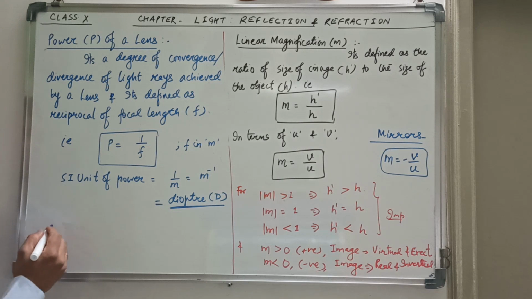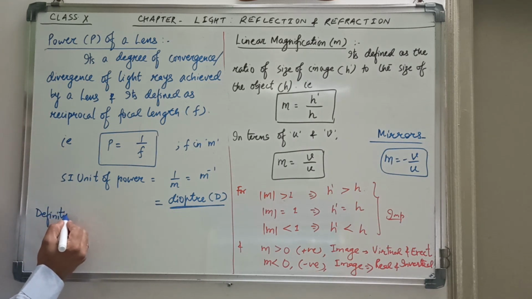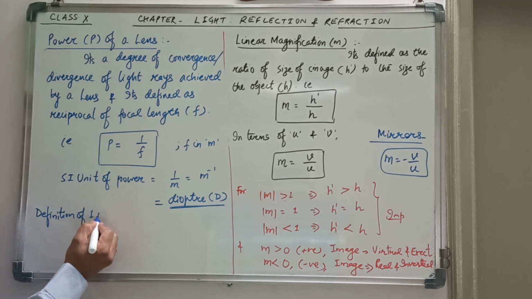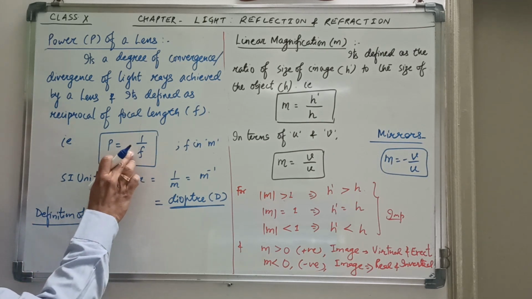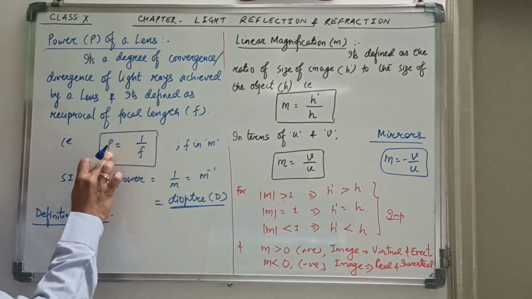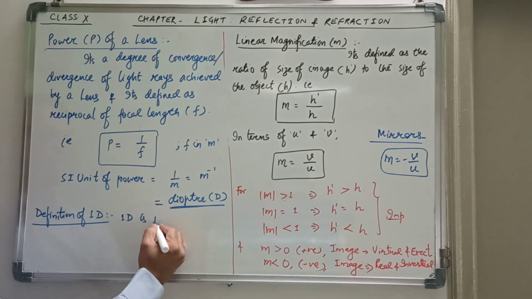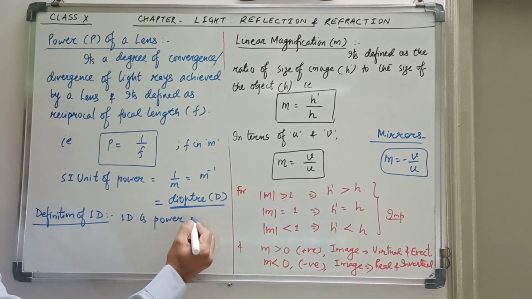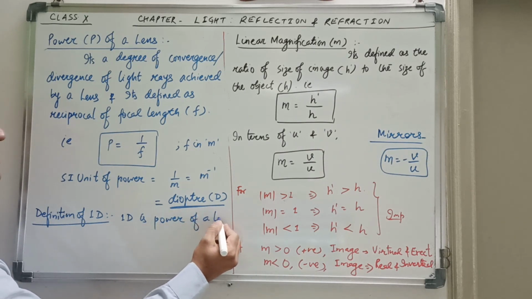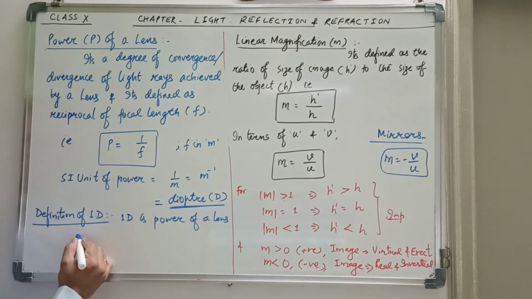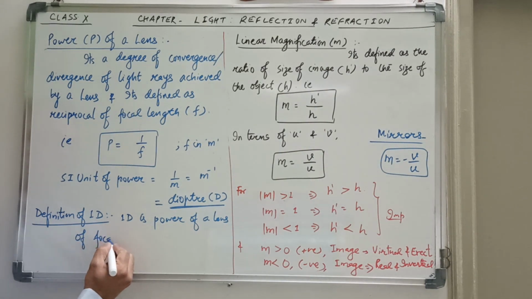Okay, so you can always give the definition of one diopter here. So how to give the definition of one diopter? So one diopter is, say, if you put F equal to 1 meter, then power becomes 1 diopter here. Okay, so 1 diopter is the power of a lens of focal length 1 meter.